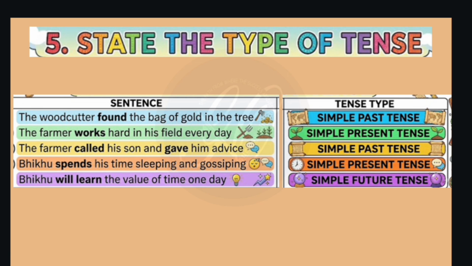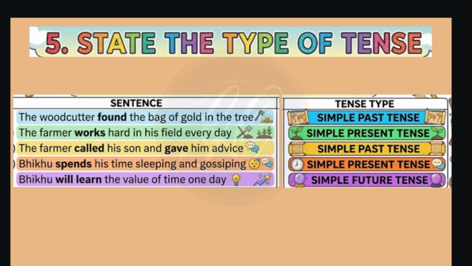Question number 5 says, state the type of tense. Now here you are shown three tenses, that is simple present tense, simple past tense and simple future tense. Now what does simple present tense tell us? Simple present tense is used for showing us habits, daily routines and universal facts. Simple past tense shows us the actions that are finished at a specific time in the past. Simple future tense will tell us the actions which will happen in future.